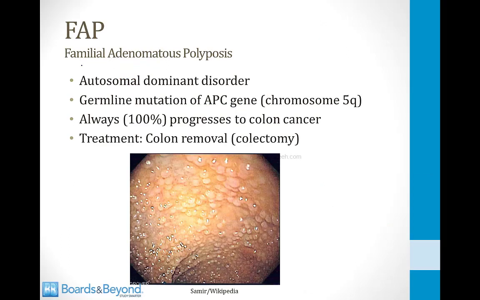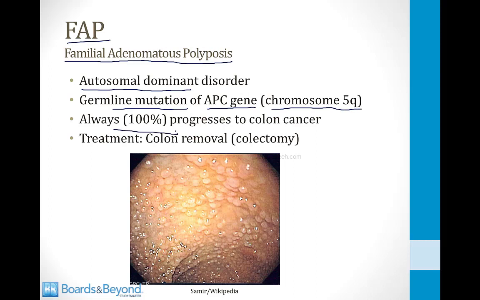Once you understand that sequence of genetic events, it's very easy to understand a rare disorder called familial adenomatous polyposis, or FAP. This is an autosomal dominant disorder where patients are born with a germline mutation of the APC gene on chromosome 5. It's as if you are born with your entire colon already having an APC gene mutation, already having taken that first step towards colon cancer. This always, 100% of the time, progresses to colon cancer. The treatment is to remove the colon via colectomy.